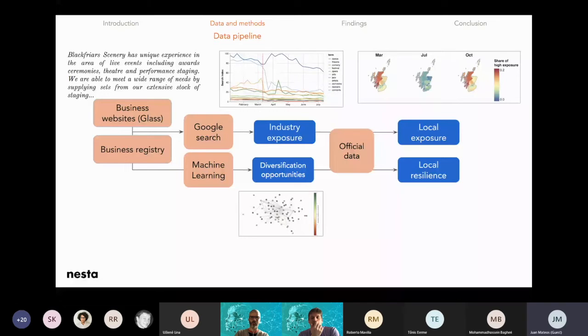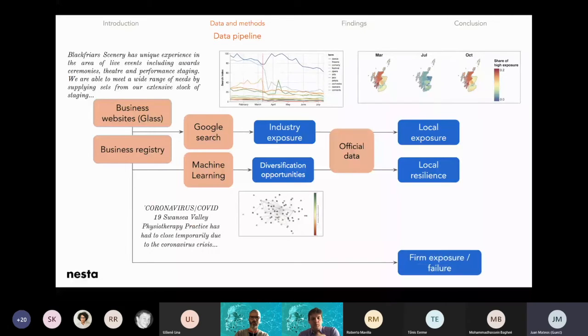And then finally, because we have the businesses, we can also look at some other super rich data about what the businesses do. One thing we are getting from the businesses is not just their descriptions. We also get the COVID notices, which is when a business has posted something on their website saying, like this one here, our physiotherapy practice has had to close temporarily due to the coronavirus crisis. We have that information for all businesses in the data, and we can analyze it to generate firm-level measures of response to COVID and also adaptation to COVID.